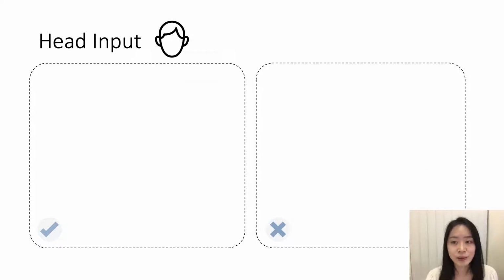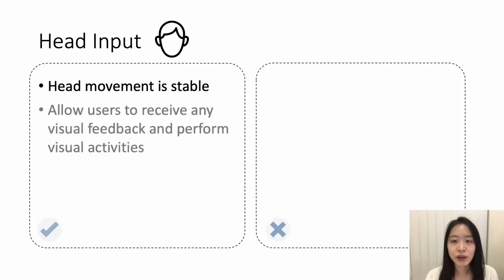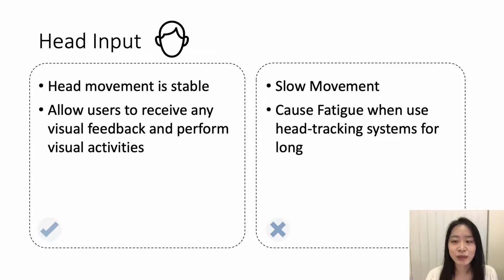As for head input, stability is one of its advantages. Also, when performing commands with a head tracking system, the user can simultaneously receive visual information or feedback with their eyes and perform actions with their head movements. However, head input is slow, and when using a head tracking system for long, the user will feel fatigue.